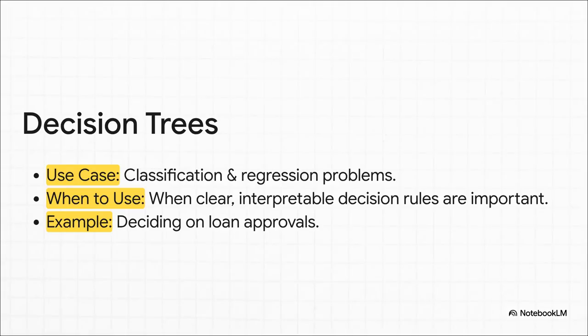Then there are decision trees. I love this one because it's so easy to picture. It's basically the AI version of playing the game 20 questions. It just asks a bunch of simple yes or no questions to get to an answer. And because of that, it's incredibly easy to see why the AI made the choice it did, which, as you can imagine, is super important for things like deciding on a loan approval.